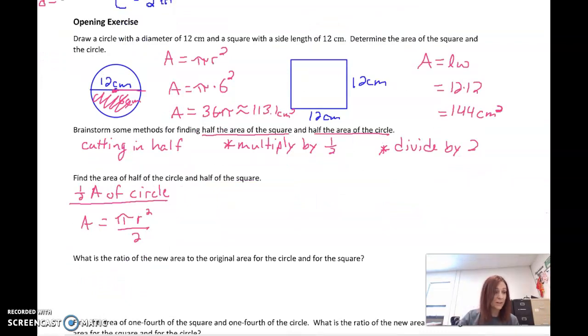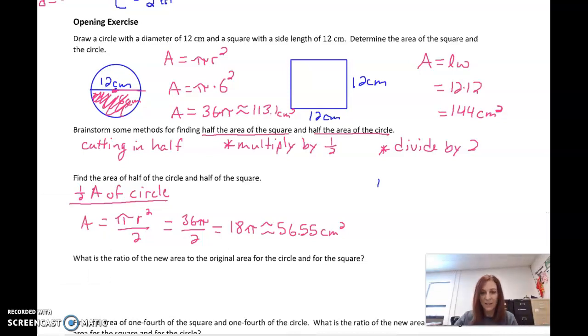So basically, we can take 36 pi and divide it by 2, or 113.1 divided by 2. 36 divided by 2 is 18, so we could say 18 pi, which is approximately equal to 56.55 square centimeters. Okay, again, the area of this is half the area of the whole thing.